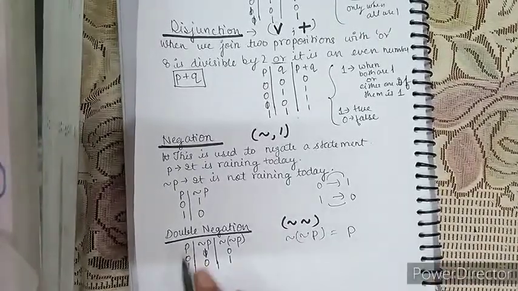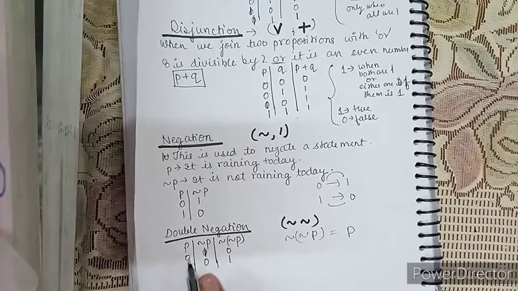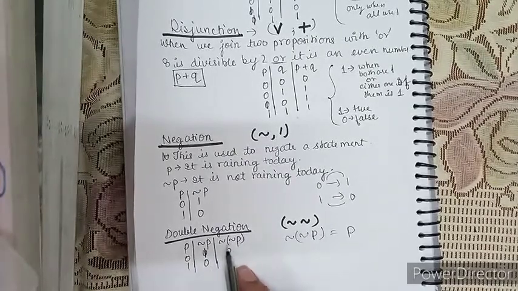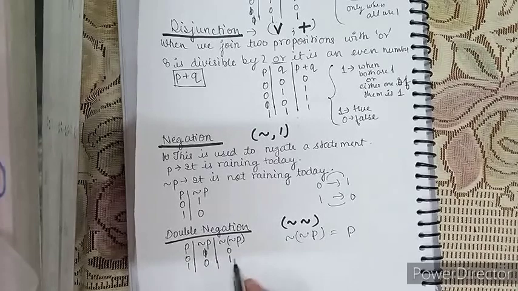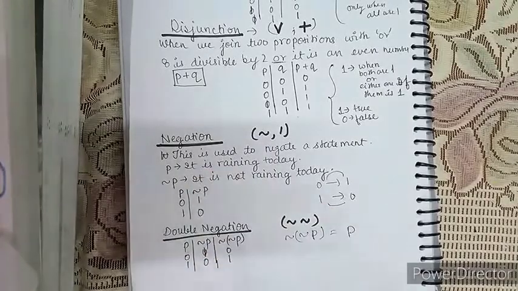Here we can see P and negation of P: 0 becomes 1, 1 becomes 0. So the double negation of P will give us 0 and 1, the negation of this. We can see this and this are the same, so we can say that both are the same.